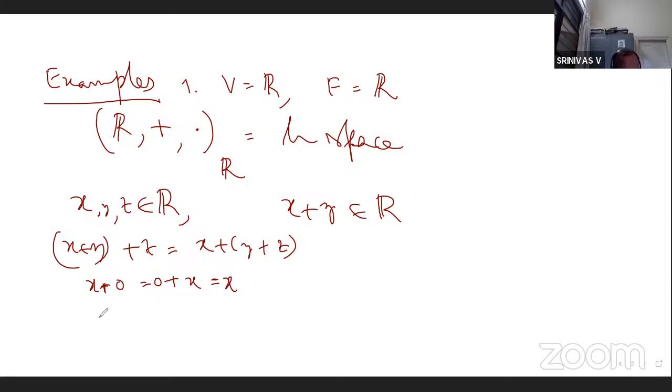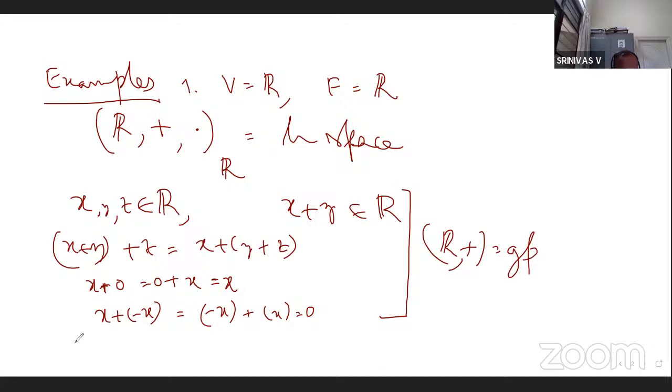Then you have x added to minus x. For any real number x, you can add minus x. If it is plus 10, you can add minus 10. If it is minus 20, you can add 20. From either side you can do it. This is equal to 0. The sum is equal to 0. So every real number has an additive inverse. This is the inverse property. These four conditions will give you that (R, +) is a group.